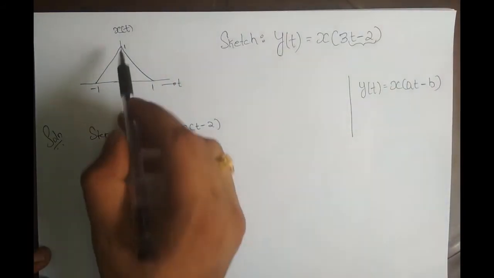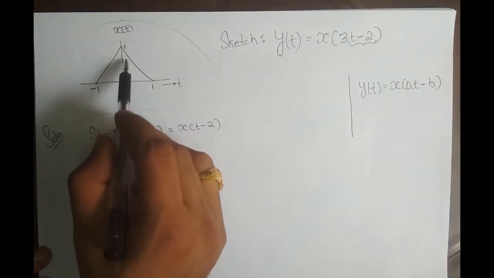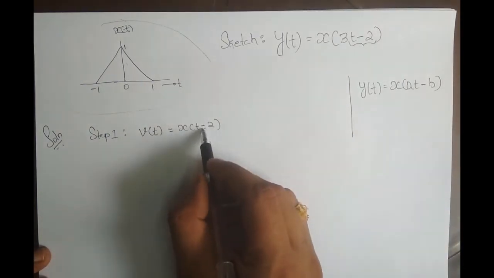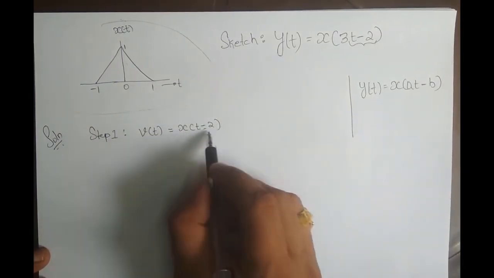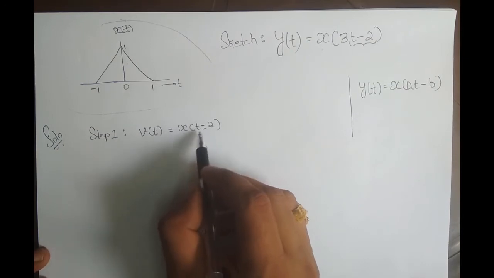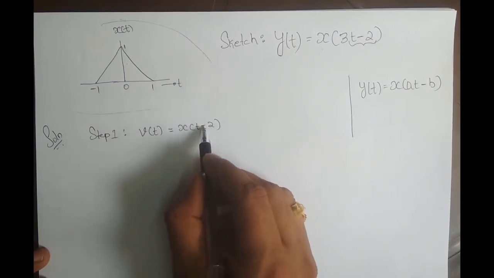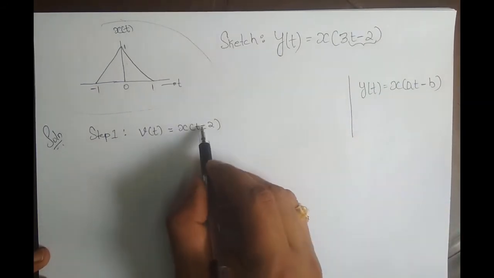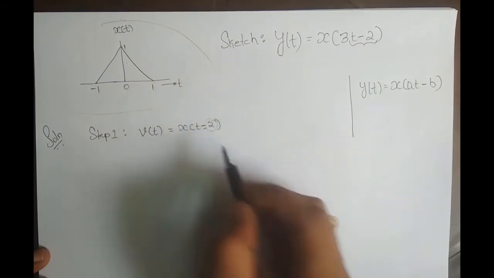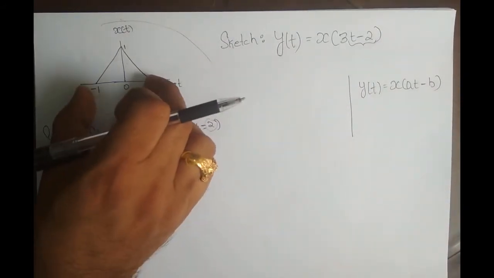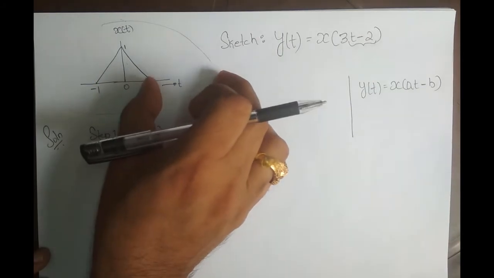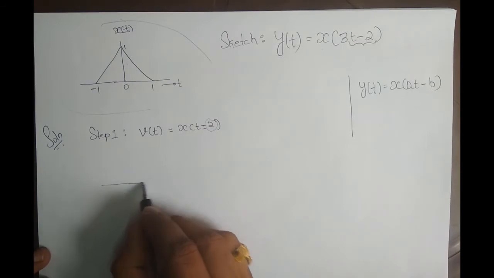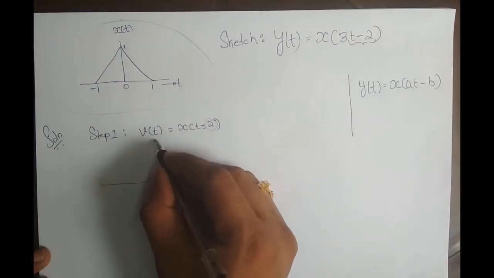Now if I know x of t, this is my x of t. How do I get x of t minus 2? If it is minus, what is this operation? It is a time shift operation. In time shift operation, if you have minus, do I have to shift it right or left? If it is minus, you have to shift it right. How many times? 2 times. So this signal is shifted right 1 time, shifted right 2 times. So this comes at 1, 2 and 3. This is what v of t looks like.